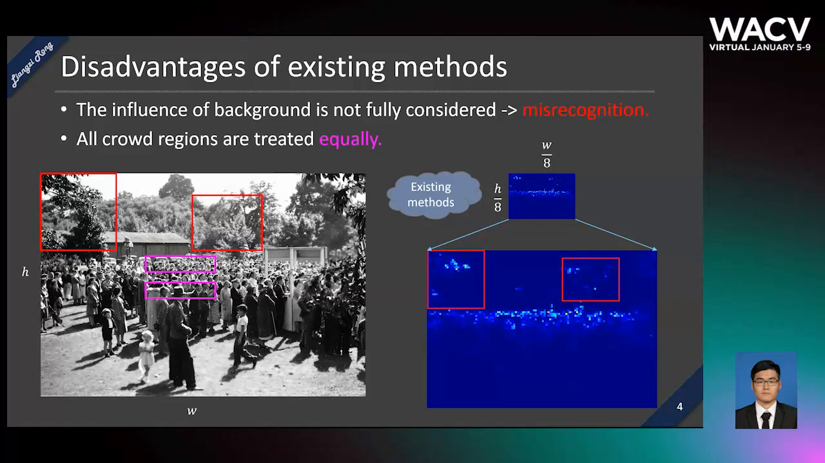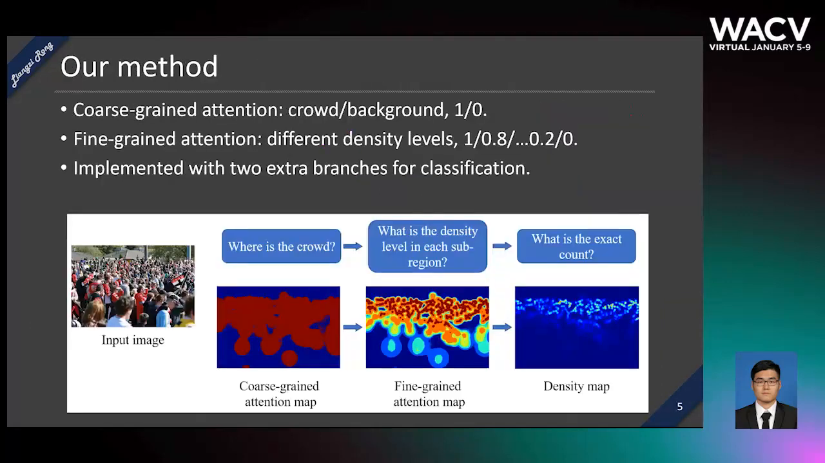Secondly, all crowd regions are treated equally. In fact, when a person observes a crowd image, it's normal to pay different attention to different areas. That's because for areas with a high degree of occlusion, it's more difficult to distinguish the features of each person, thus worth more attention. To solve the above two problems, we designed a mechanism that can suppress the influence of the background and assign attention weights to regions with different density levels.